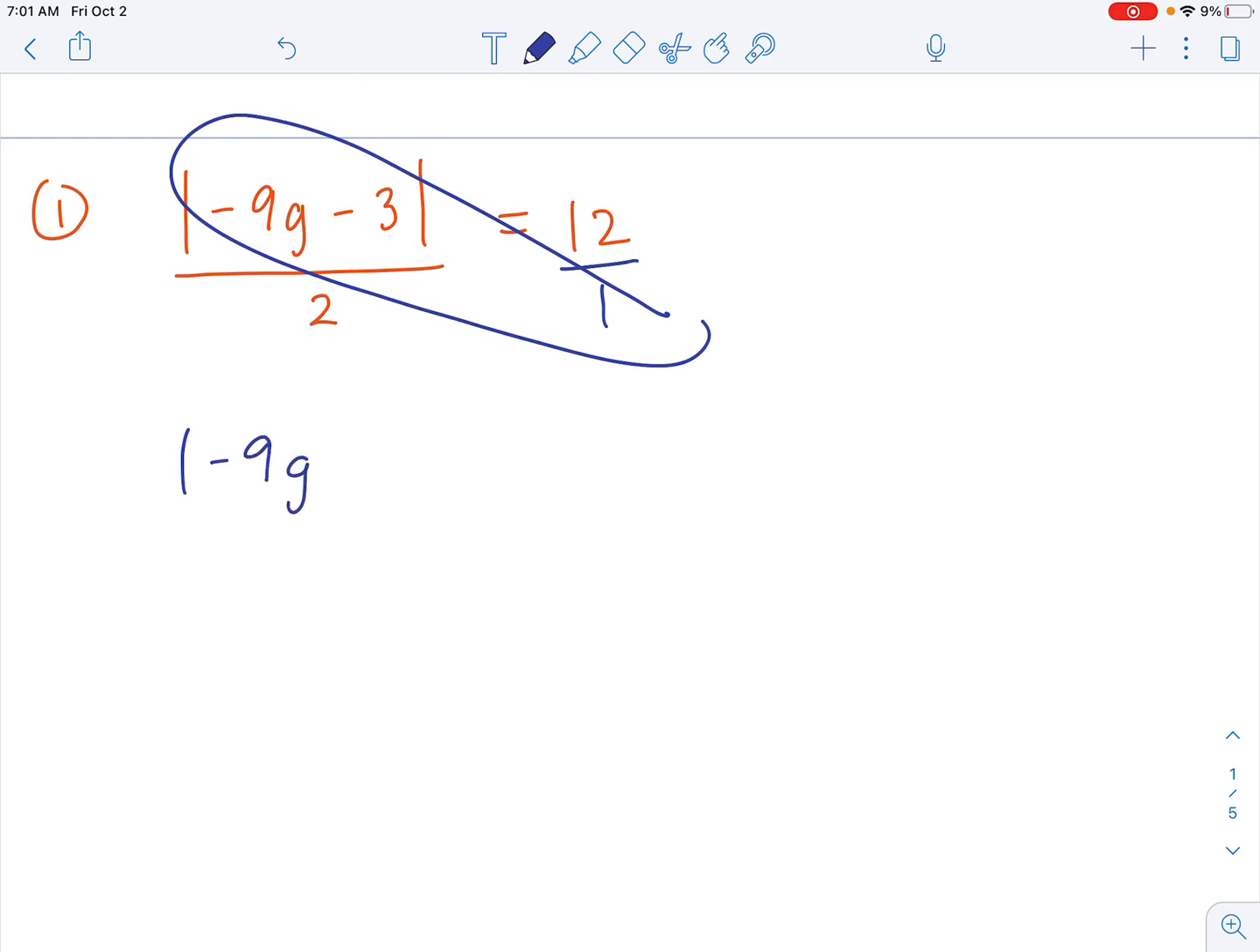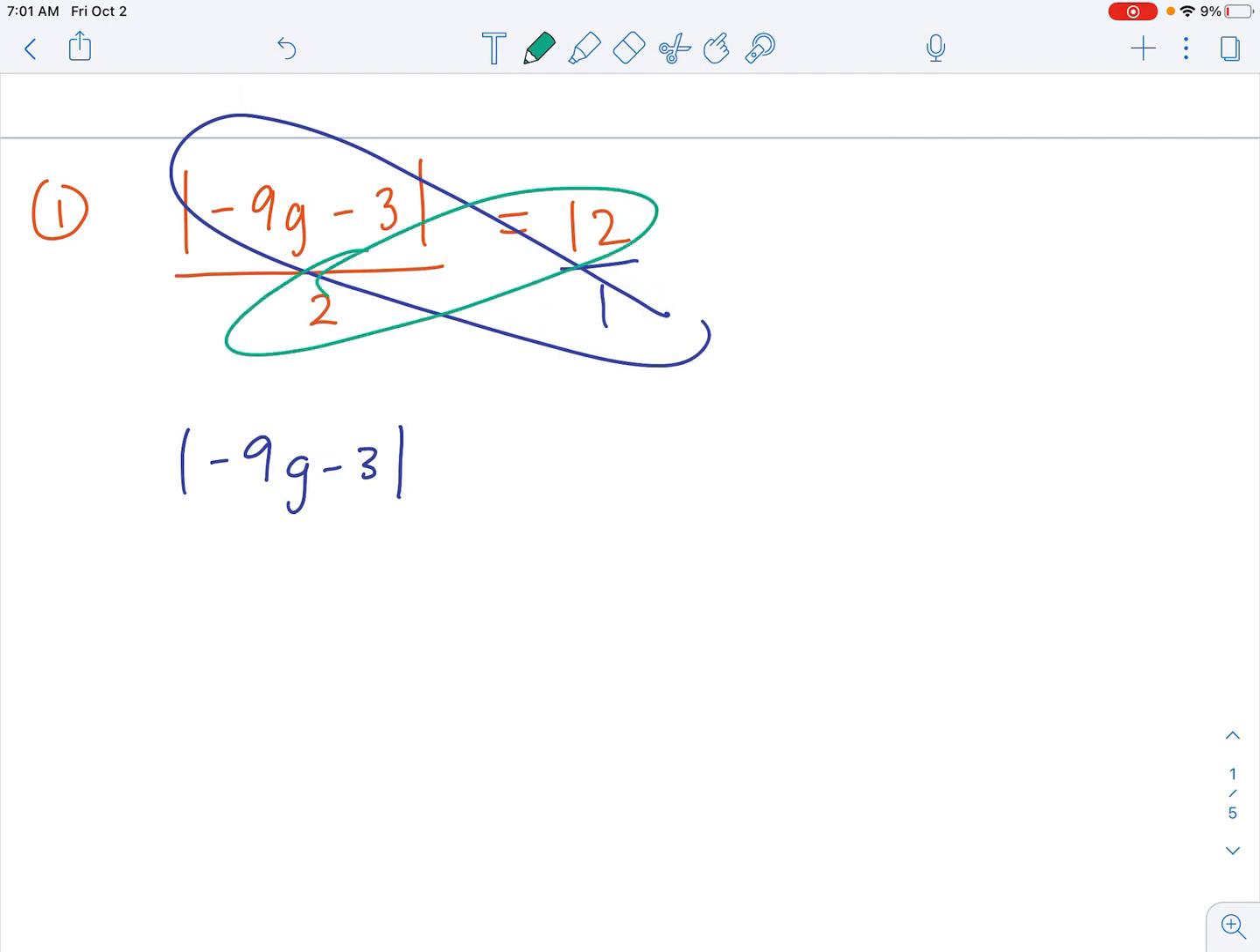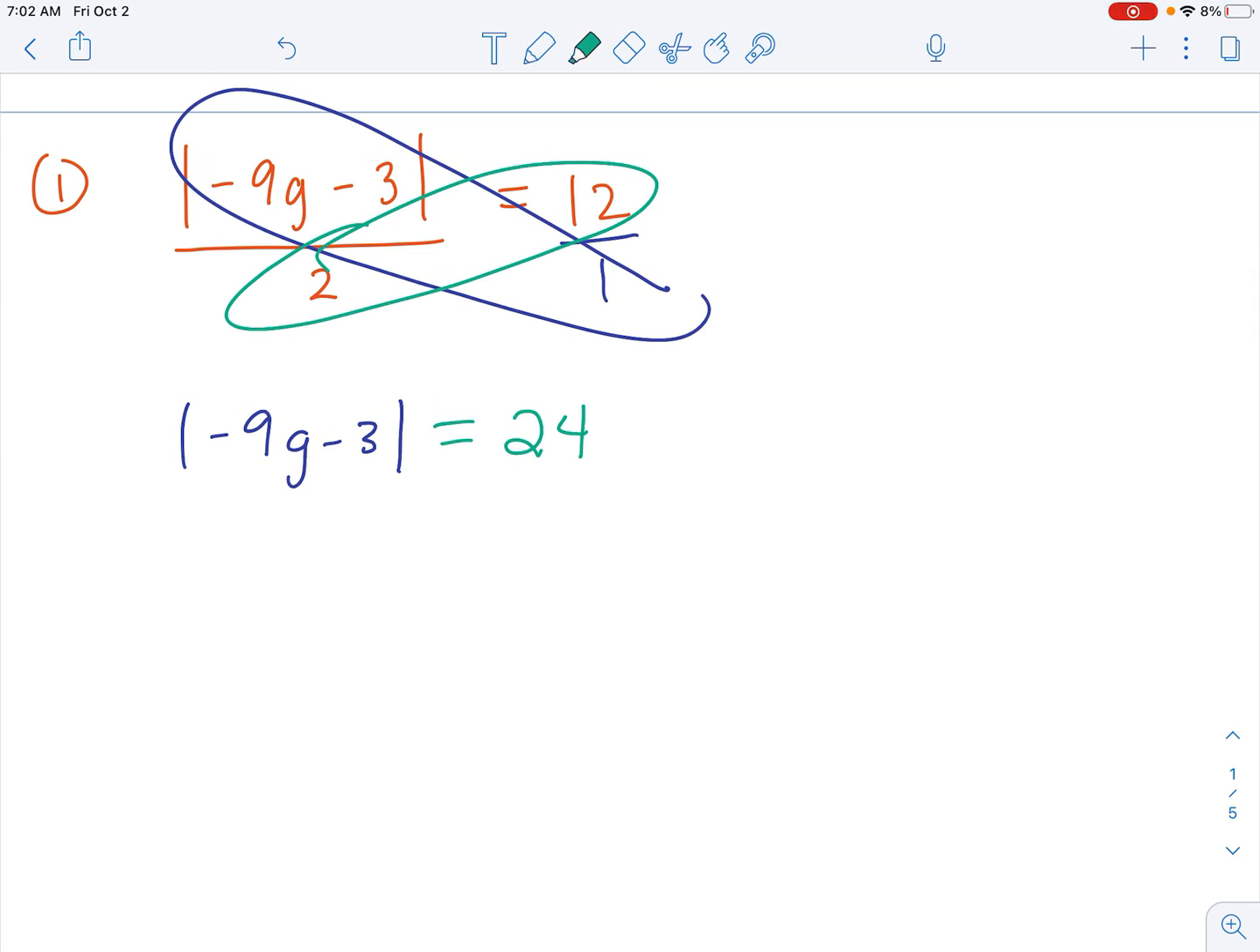So this is the absolute value of negative 9g minus 3 equals 2 times 12, which is 24. So now we see all we have on this side is an absolute value. Once you have one side so that all that's there is what's inside absolute value, this is the step where you must make your cases. Your cases must be made now. So we must set negative 9g minus 3 equal to 24, and negative 9g minus 3 equal to negative 24.